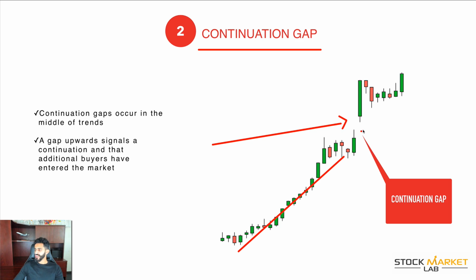This gap is continuing its direction. This can happen on the upside or the downside. You can see a stock in a downtrend, consolidating and gapping down. That could be a continuation gap on the downside. This is a continuation gap on the upside.